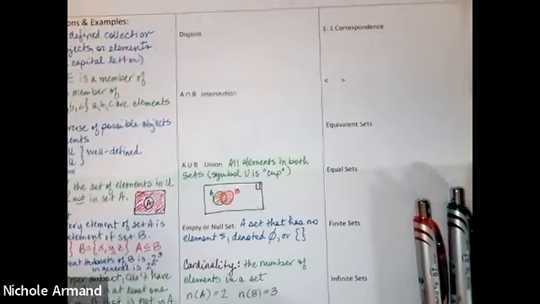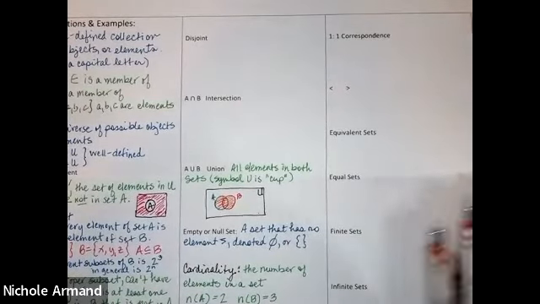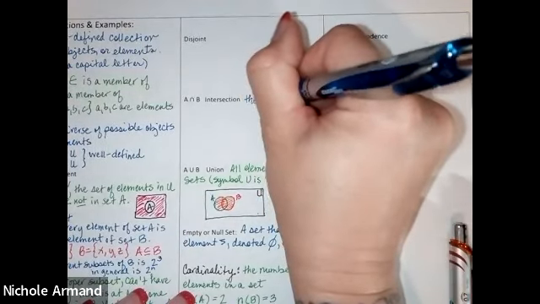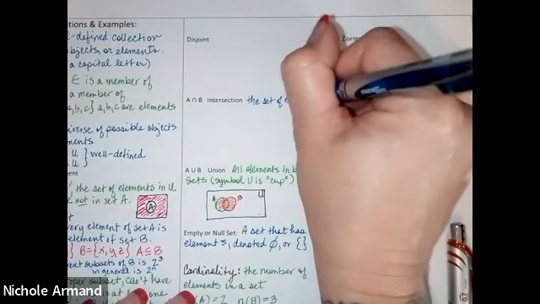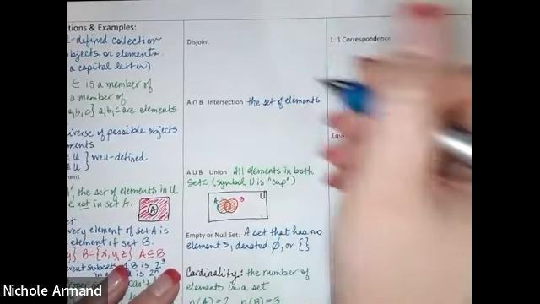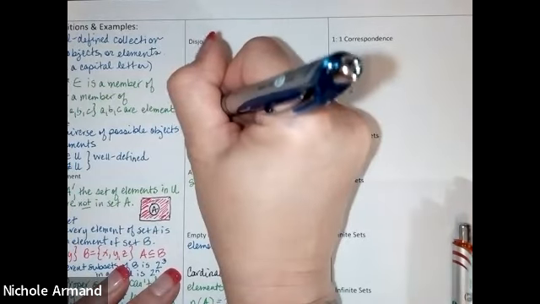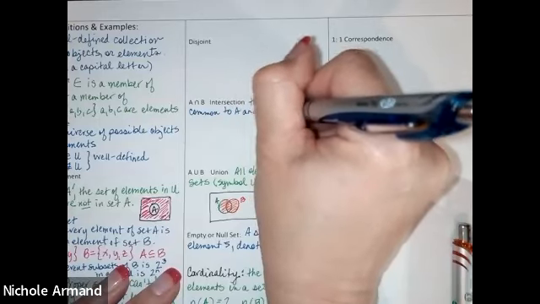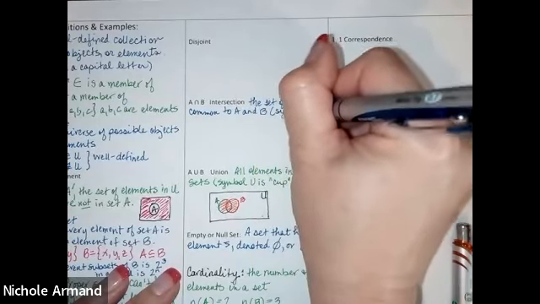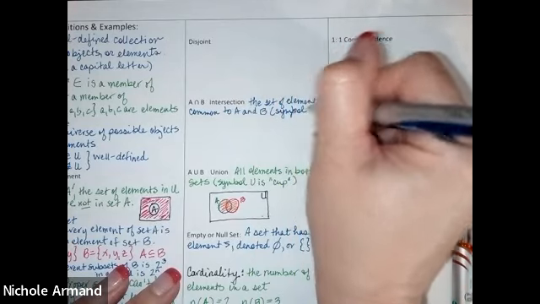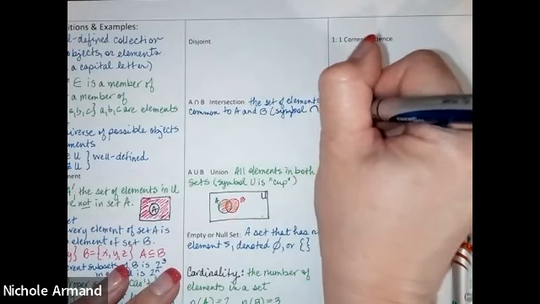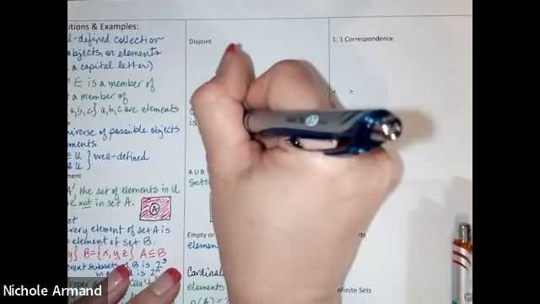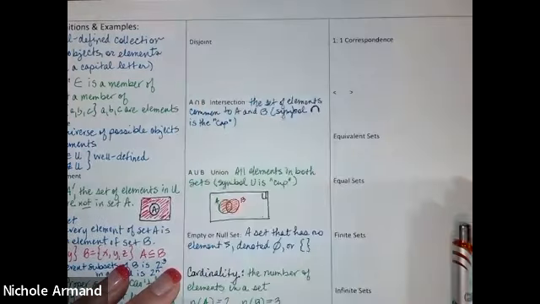All right. Now we want to have a look at the intersection. And this would be the set of elements common to A and B. And the symbol, the upside down U, is called the cap. So we have the cup and the cap.